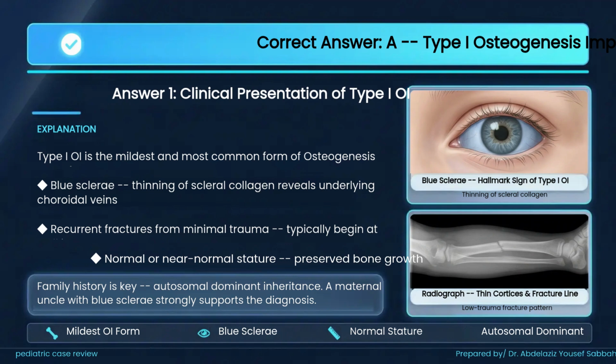Type 1 is the mildest and most common form of osteogenesis imperfecta. Blue sclerae are the hallmark sign, caused by thinning of the scleral collagen, which reveals the underlying choroidal veins. Recurrent fractures from minimal trauma typically begin at walking age, and stature is normal or near normal due to preserved bone growth. Critically, this condition follows autosomal dominant inheritance. The maternal uncle with blue sclerae strongly supports the diagnosis and should always prompt a detailed family history.